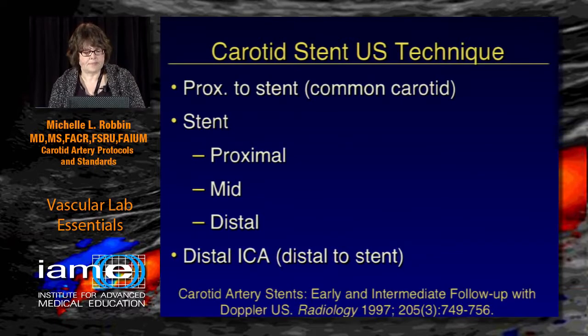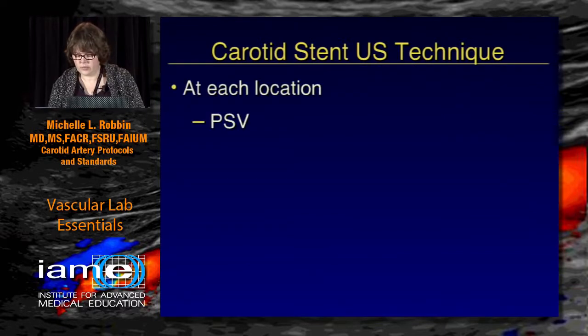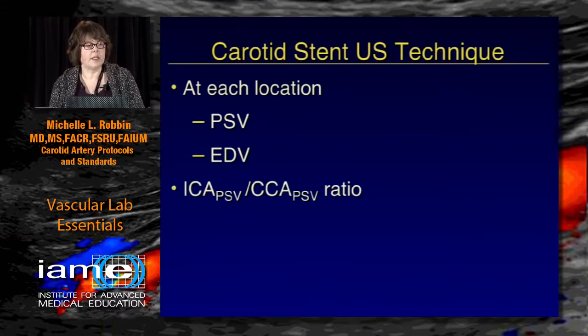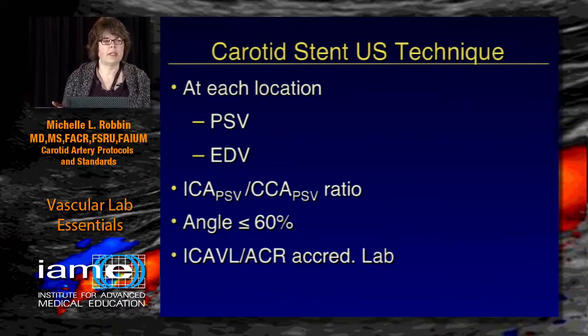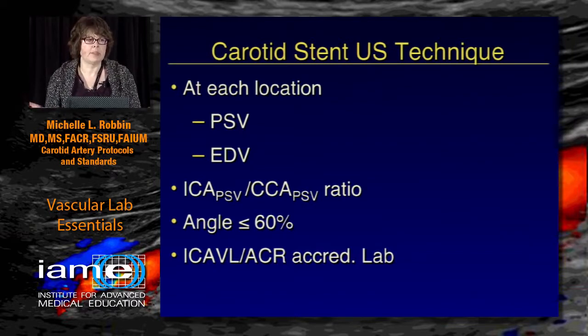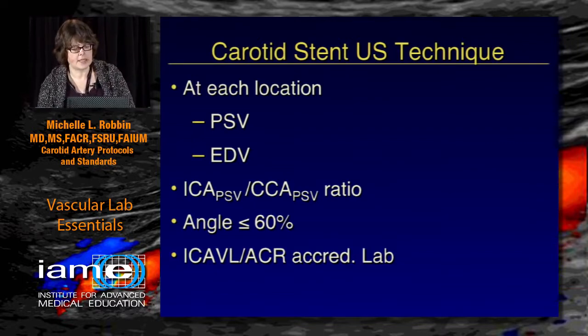Additionally, we also look at the ECA, because the stent crosses the ECA. At each of those locations in the stent, you look for peak systolic velocity and end diastolic velocity and look for a ratio, with an angle less than 60. We haven't really talked about it too much, but in terms of vascular lab accreditation, that's very, very important, because that establishes your standards, that you have the same great standards as ICAVL or the American College of Radiology. And it's very, very important.